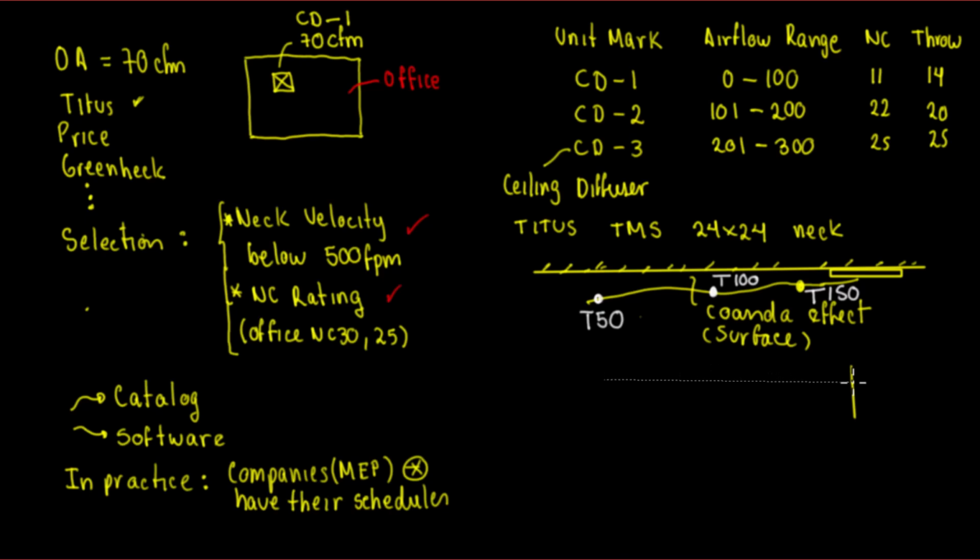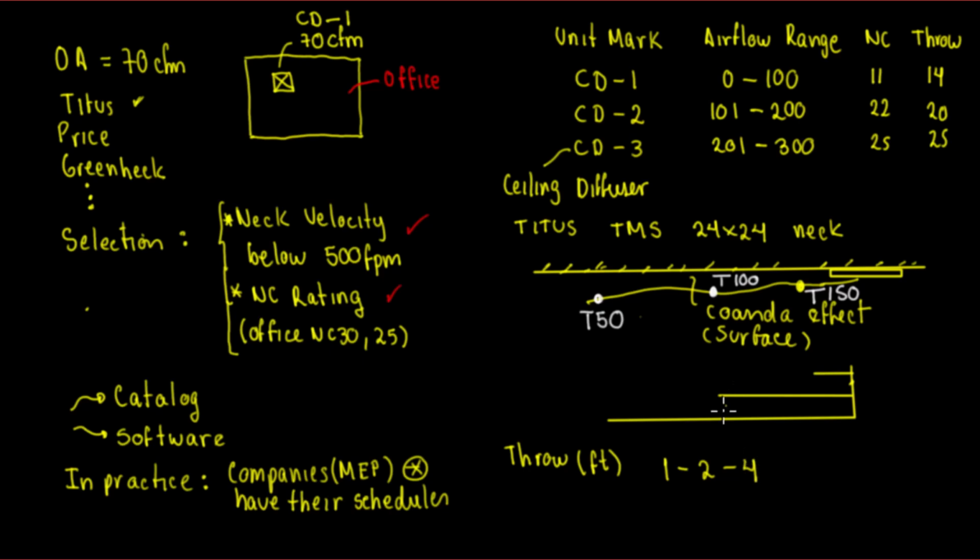From here to here, 50. No, okay, let's make the first one. So from here to here, 1, 2, 3. There we go. So technically, what's the distance in here? We were saying the throw, the throw in feet. In my catalog, it was showing 1, 2, and 4. So 1 is for 150. So this is going to be 1 foot.